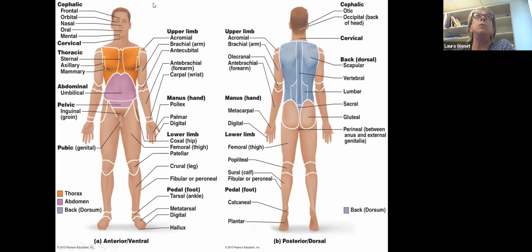Frontal, orbital, nasal, oral, mental, acromial, brachial. Brachial is the upper arm. Antebrachial is generally the lower arm or forearm area. Antecubital is the bend of your elbow, the anterior aspect, and so forth. So I would take a look at those. Depending on your lab teacher, sometimes in A&P they'll include an exercise where you need to label certain parts with the appropriate regional term.